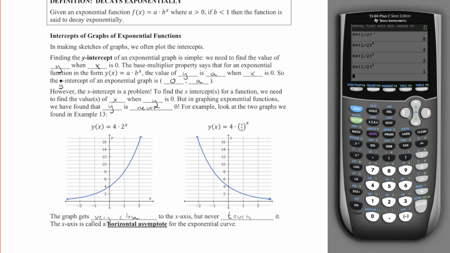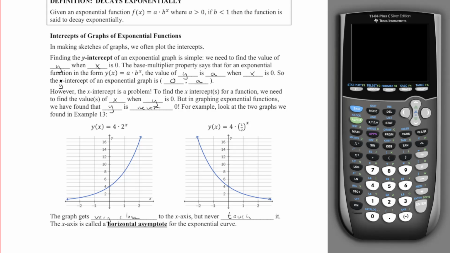That shape, where a curve gets very, very close to a line, is called an asymptote. So the x-axis is what's called a horizontal asymptote for the exponential curve. And that horizontal asymptote behavior, getting very close to the x-axis but never touching it, is one of the ways that we can recognize an exponential curve.